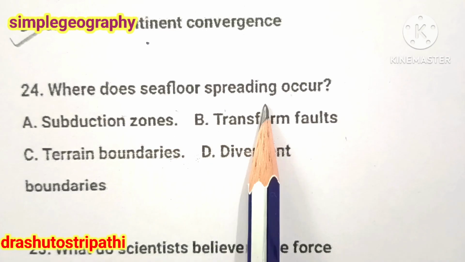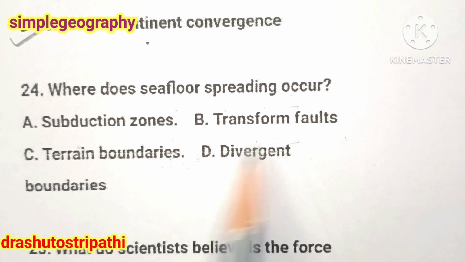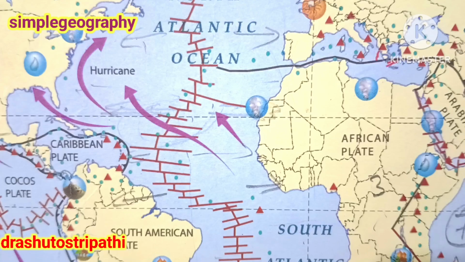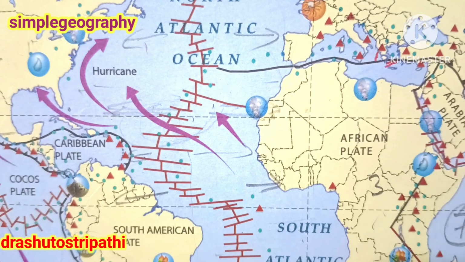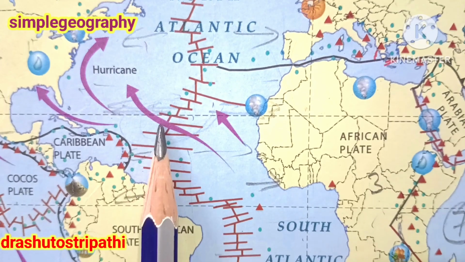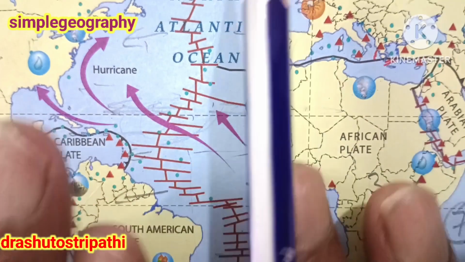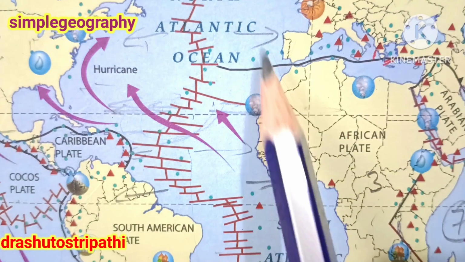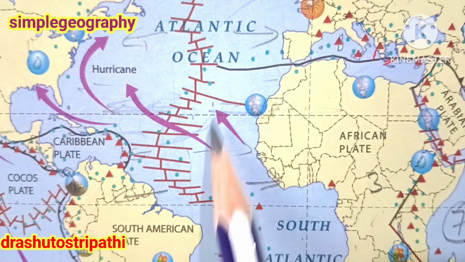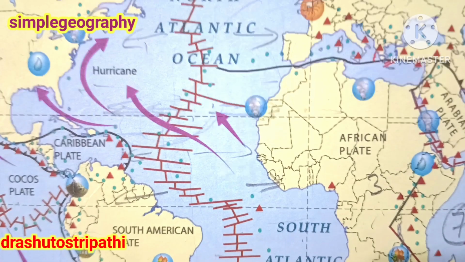Where does sea floor spreading occur? Subduction zone, transform boundaries, divergent boundaries. The answer is divergent boundaries. This is the North American plate, this is the South American plate, this is the Eurasian plate, and this is the African plate. Here all these four plates move against each other, so here the new crust is formed, and that is the example of sea floor spreading.